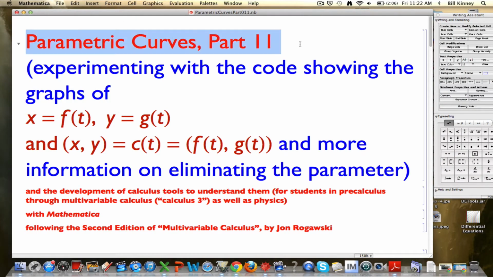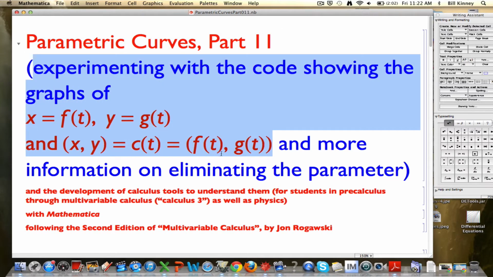This is part 11 of a series of videos about parametric curves and the associated parametric equations. In the last video or two, we've been experimenting with some code in Mathematica that shows the graph of three related functions in this kind of situation.